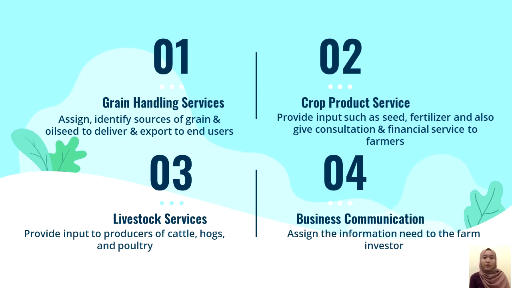Crop production service provides inputs including seed, fertilizer, and crop protection products to farmers, while the farm sales and service division produces a range of consultation and financial services to farmers. The livestock service provides inputs to producers of cattle, hogs, and poultry. Business communication provides the information needed to run a profitable agribusiness, such as farm investor newsletters, and also develops web-based information on weather, news, and market prices.